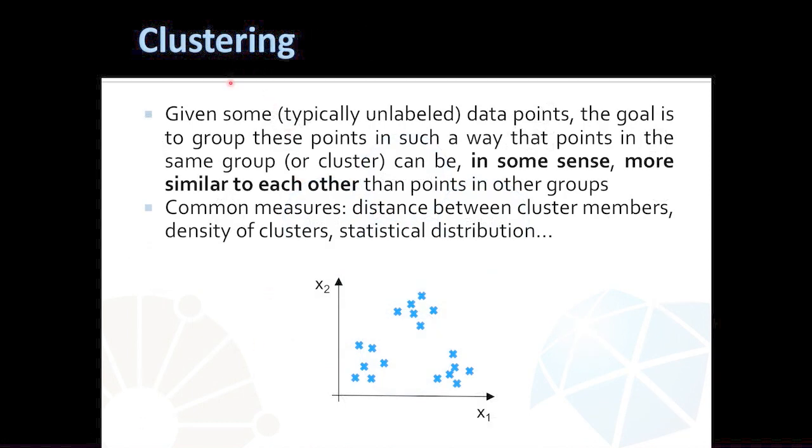In clustering task, given some typically unlabeled data points, the goal is to group these points in such a way that points in the same group or cluster can be in some sense more similar to each other than points in other groups. Considering these data points, for example, we could choose to group these points in 3 different clusters. Measures for clustering usually are distance between cluster members, density of clusters, statistical distribution, and so on. Different algorithms will make use of different strategies and measures to perform the clustering task.